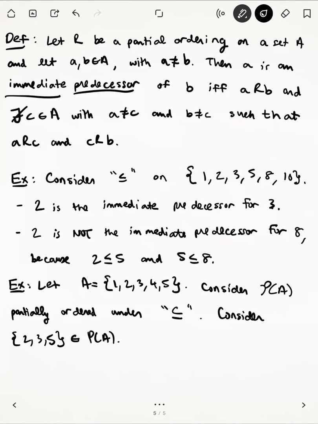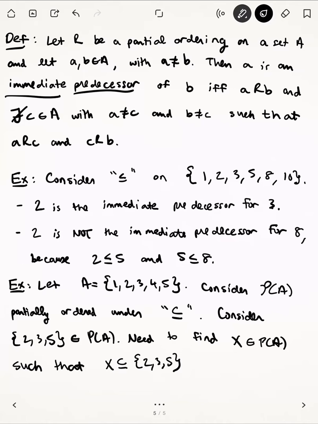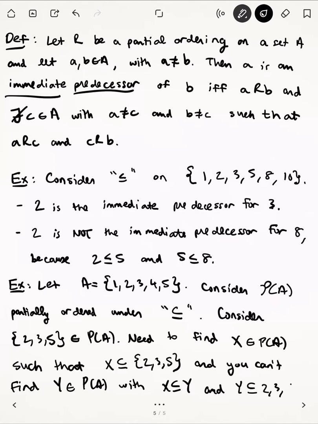So you need to find x in the power set of A such that x is a subset of 2, 3, 5, and you can't find any y in the power set of A with x a subset of y and y a subset of 2, 3, 5. That's what it means to find an immediate predecessor. So what's an immediate predecessor of the set 2, 3, 5?